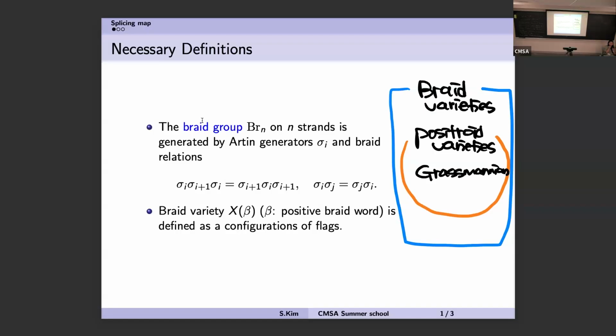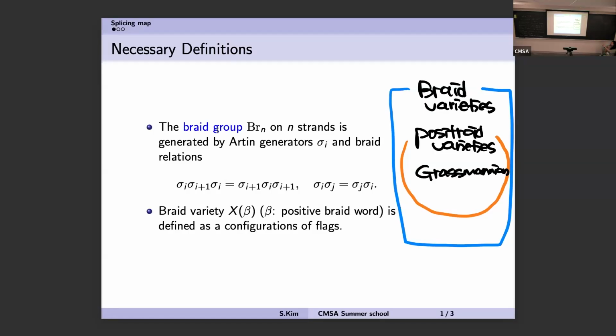The word positive means that I will only pick the ones that are products of the Artin generators, but I will not allow any inverses. So I will consider something like sigma 1, sigma 2, sigma 1, but I will not consider something like sigma 1, sigma 2 inverse. Once I pick my positive braid word, my braid variety is indexed by this positive braid word. This is an affine algebraic variety, which is irreducible and smooth and has some nice properties.